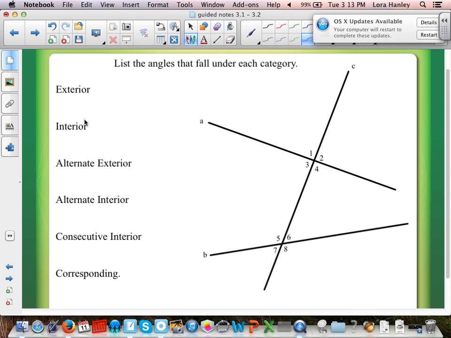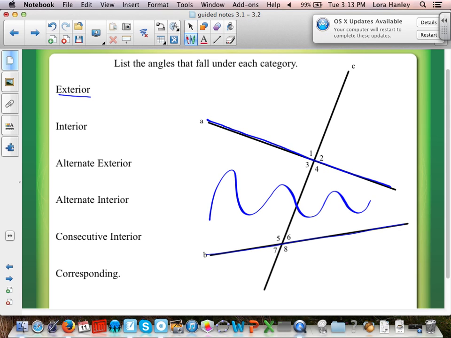The first word we see here is exterior. Well, exterior usually means on the outside. So if I think about the 2 lines that I have, A and B, the inside of those lines would be anything in there, and the outside would be anything out there, either above or below those lines. So that would be my exteriors, and this would be my interiors.